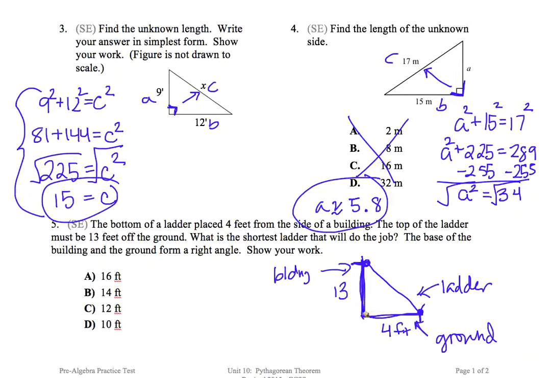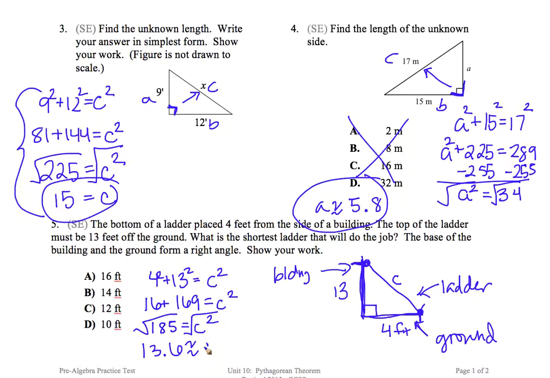Okay, so this is creating a right angle. So I need to see the shortest ladder that I can buy. So we'll say 4 squared plus 13 squared equals C squared. 16 plus 169 equals C squared. 185 equals C squared. Square root each side. And what we get, square root of 185 equals 13.6.